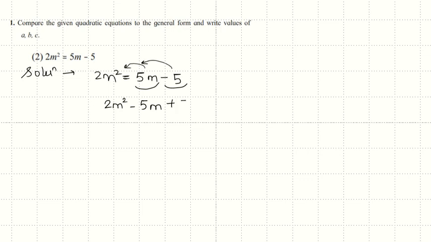Next equation given is 2m square is equal to 5m minus 5. So first thing, check if the equation is in general form. If we see, the given equation is not in general form, so we will first bring it into general form. This 5m comes on the left hand side, it becomes minus 5m. This minus 5 comes on the left hand side, it becomes plus 5 is equal to 0.